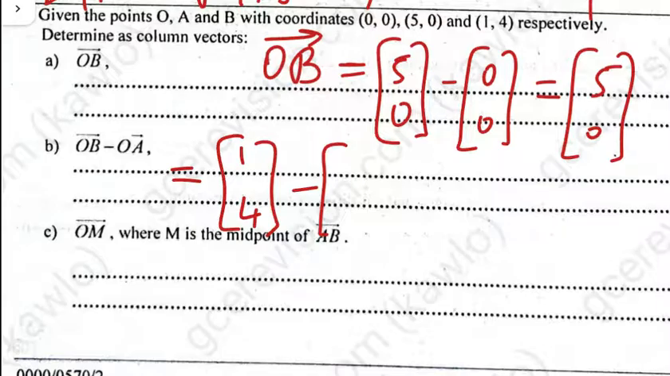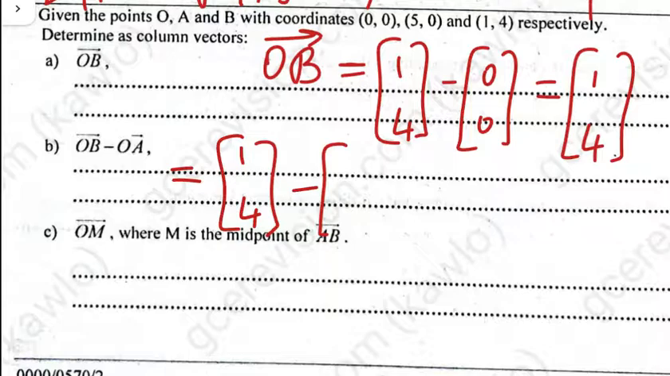Oh, okay, I think I left out something here for this first part. Sorry about that. The first part is about OB, not OA. So OB is going to be equal to (1, 4) minus (0, 0). And what does that give us? That gives us (1, 4).